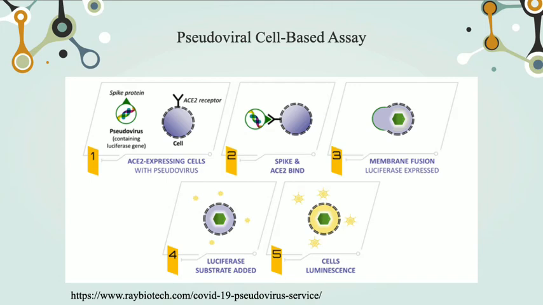In the presence of the luciferase substrate, the cells will glow, or luminesce. This system can be used to test neutralizing agents that interfere with the absorption or entry of pseudovirus into the cell, and in that way block the expression of luciferase, resulting in a decrease in luminescence.